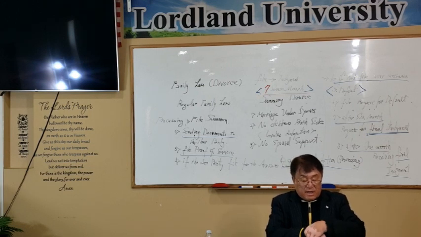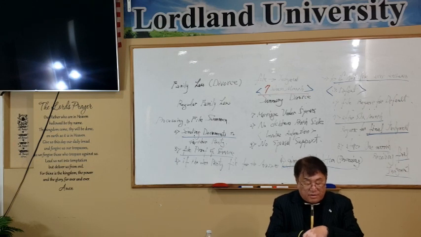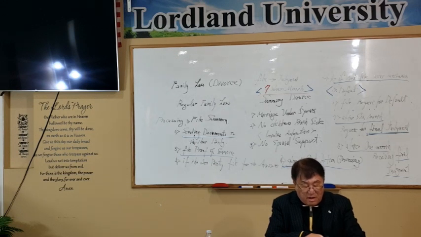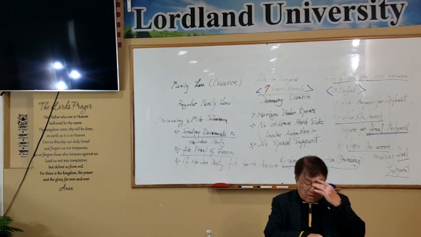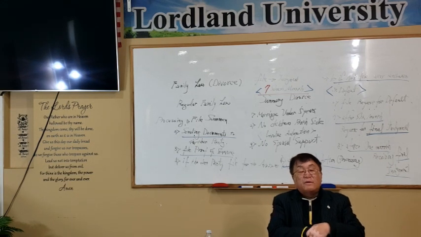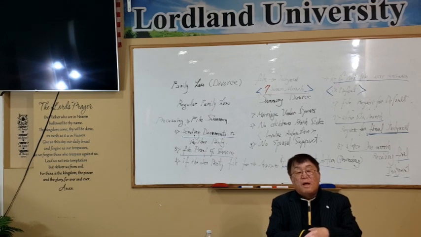The next page is the notice of entry of judgment. You are notified that a judgment of dissolution of marriage was entered on a date. And at the bottom is the husband's address and the wife's address. After 6 months, the court sends this notice of judgment to the husband's address and the wife's address.